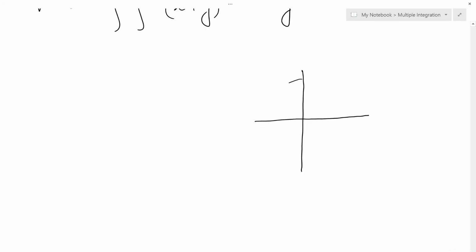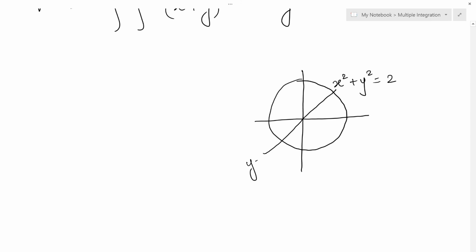Okay. So this will be what? x square plus y square is equal to 2. And then y is equal to x. This is my y is equal to x. Now the region of integration that is bounded by these two will be this. Right? So if I take a strip which is parallel to my y-axis, here it is touching the line y is equal to x. So my lower limit will be y is equal to x and upper limit will be y is equal to under root of 2 minus x square.